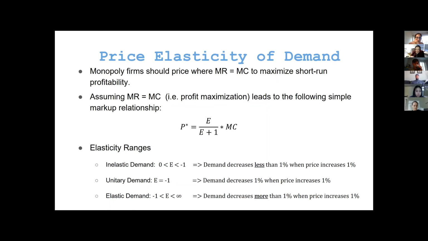So how do we interpret elasticities? This is the way to think about it. If the elasticity is anywhere between 0 and -1, what that means is that your demand is inelastic. And what does inelastic mean? It means that for each percentage increase in your price, demand drops less than 1%. So your demand is going to drop slower than the price increases.